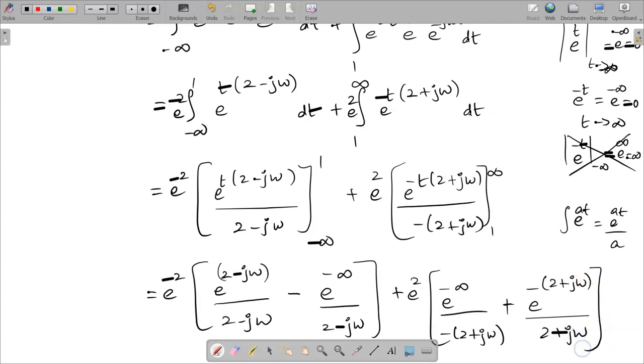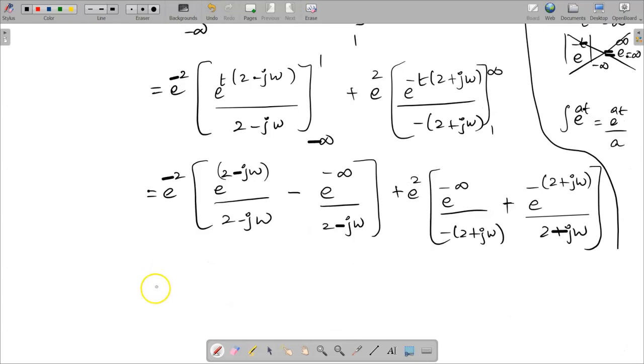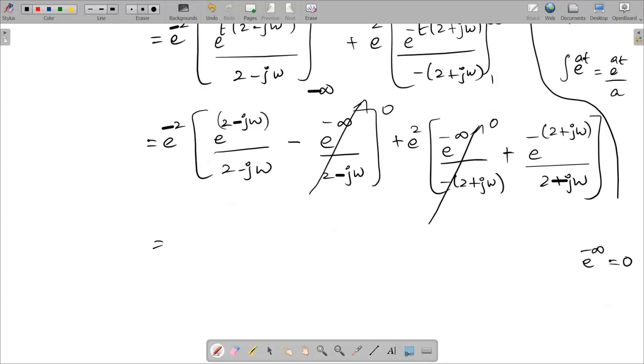So once you have substituted both your upper limit and lower limit, I have these terms. Anyway, I know that e power minus infinity is 0. So this term becomes 0, this term also becomes 0. So here it is e power minus 2, that remains the same, and here in the numerator I have e power 2 separately and then e power minus j omega. I am splitting your numerator. So e power 2 and then e power minus j omega divided by 2 minus j omega. This is the first term.